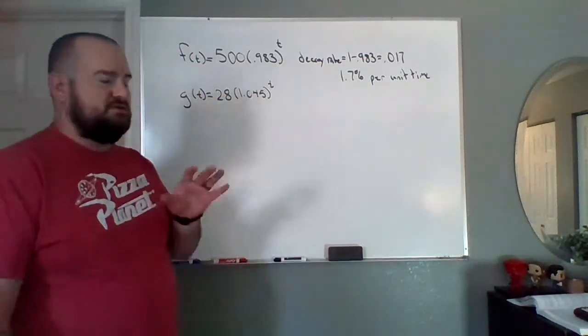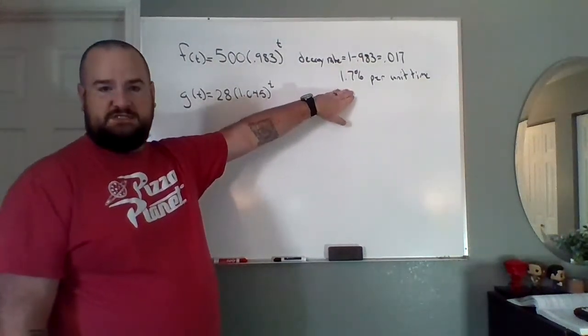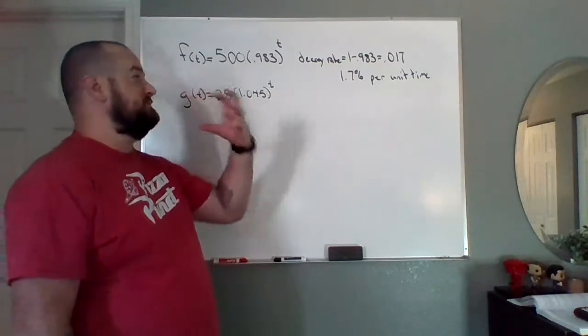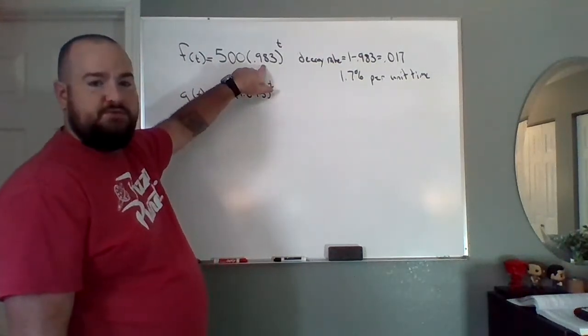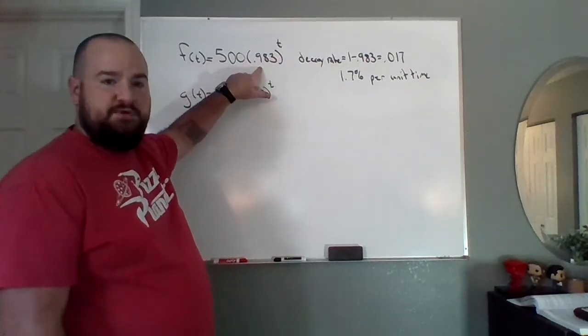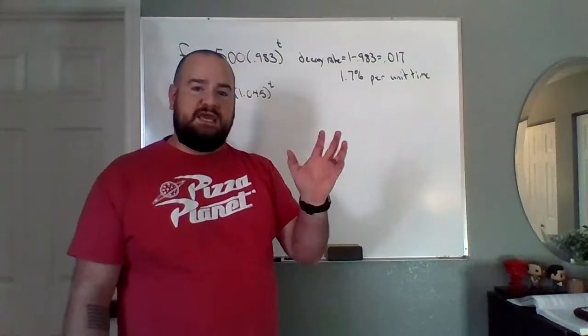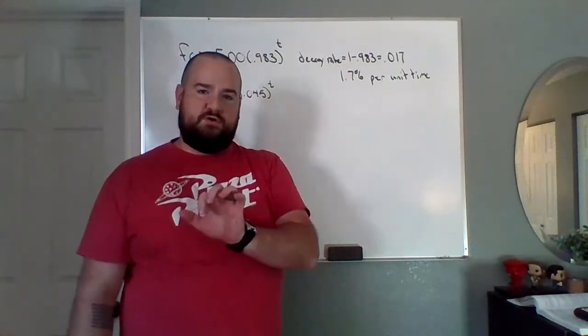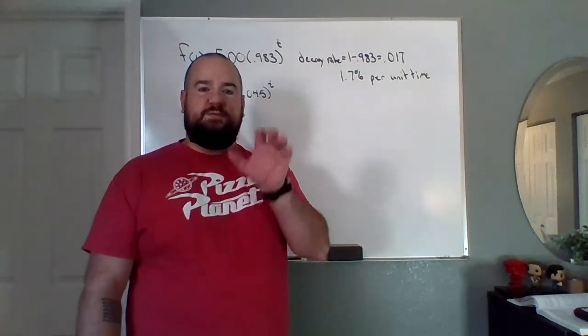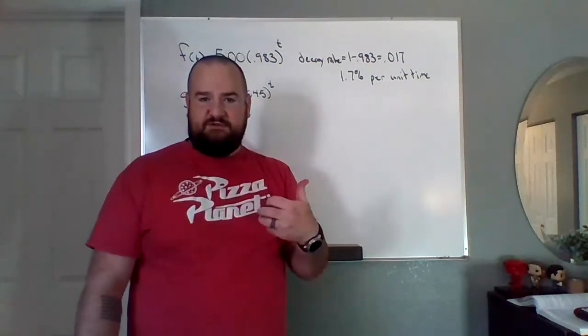So what we are doing here is saying that if we lose 1.7% each time, that means we are retaining 98.3%. That's why our B value is 98.3, because every unit of time, every step, we retain 98.3% of what we had before.